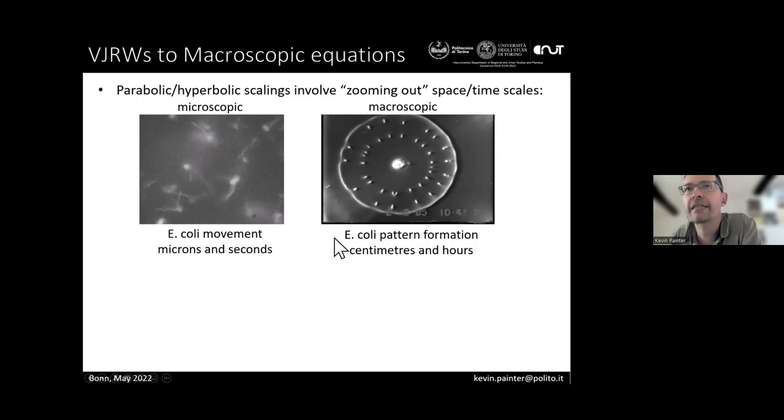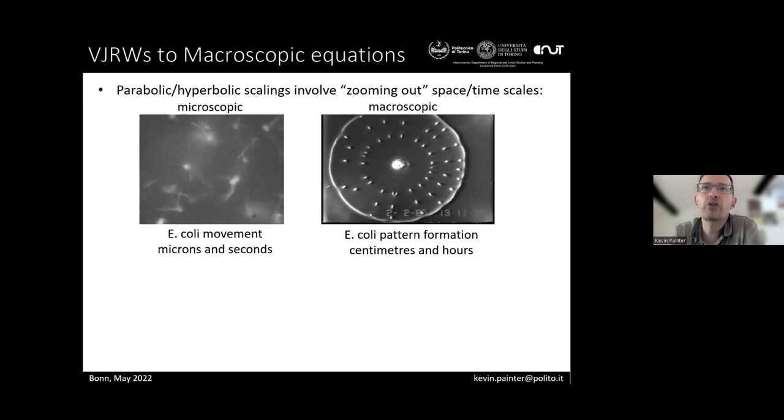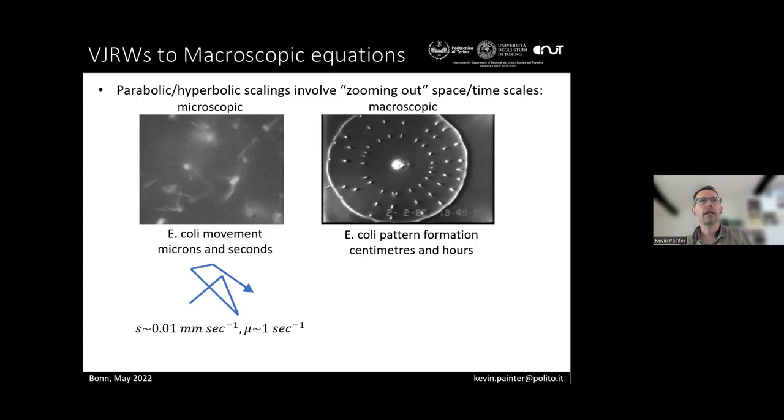So we're at a completely different spatial scale here. We're at a scale of centimeters, and these patterns are forming over a time scale of hours. So whether you're studying E. coli at a microscopic or a macroscopic scale, you're looking at two very different spatial and temporal scales. Taking space in millimeters, at the microscopic scale you make a turn roughly every second and move about 10 microns every second. So my speed is about 0.01 millimeters per second, and my turning rate is about once per second.